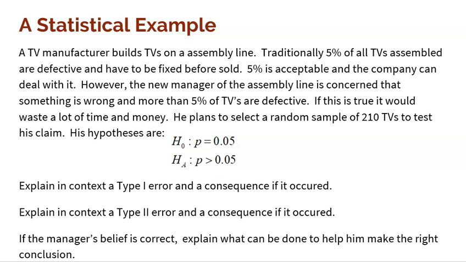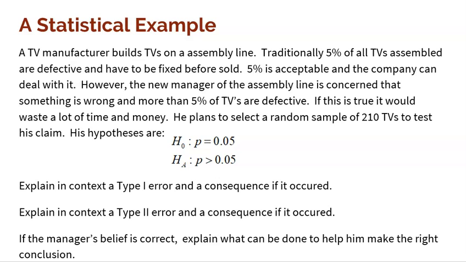All right. Let's end with a statistical example. Earlier, we did a non-statistical example with words. Let's do one that's a lot more statistical here. So a TV manufacturer builds TVs on an assembly line. Traditionally, 5% of all TVs assembled are defective and have to be fixed before sold. Okay. Now, 5% is acceptable, and the company knows that they could deal with it. Like at the end of the day, anytime you build something on an assembly line, there's going to be defective things. So the company's totally okay with 5%. They don't mind fixing that if it happens.